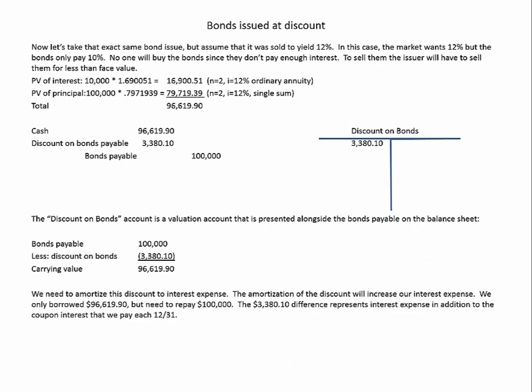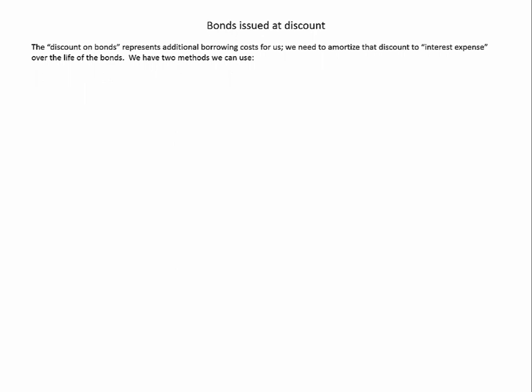Now, we need to amortize this discount to interest expense. The discount represents additional borrowing cost to us. In addition to the $10,000 of annual interest we're going to be paying, we borrowed $96,619, and yet we have to repay $100,000. The $3,380 difference represents additional borrowing costs to us.